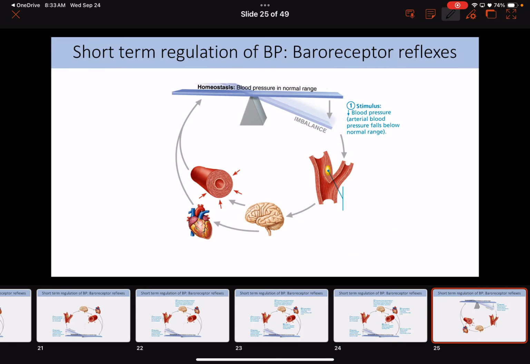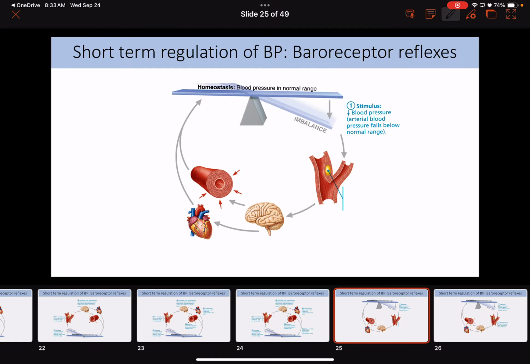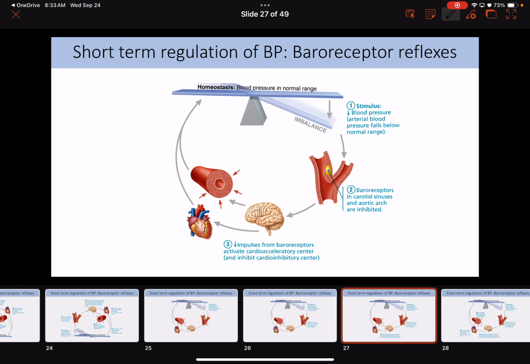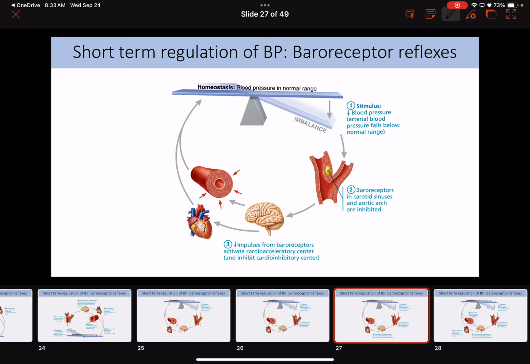On the flip side, we're going to have the opposite happen when blood pressure decreases. When blood pressure falls below the normal range, those baroreceptors are getting less of those impulses of that change, and so they are, in this case, inhibited because the blood pressure has now dropped. So different impulses are going to be sent to the brain. We're going to have a decrease in impulses from baroreceptors because of this low pressure, okay?